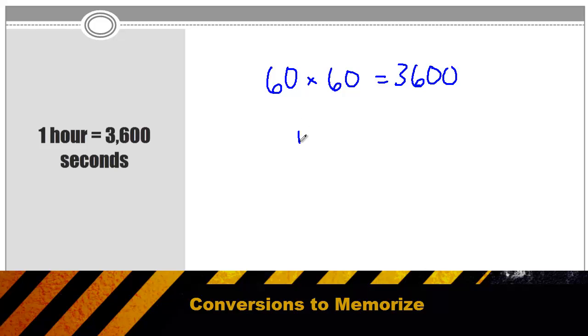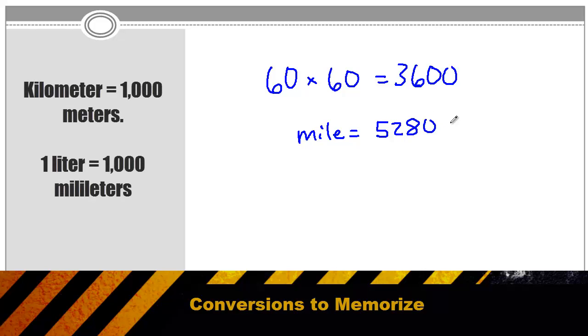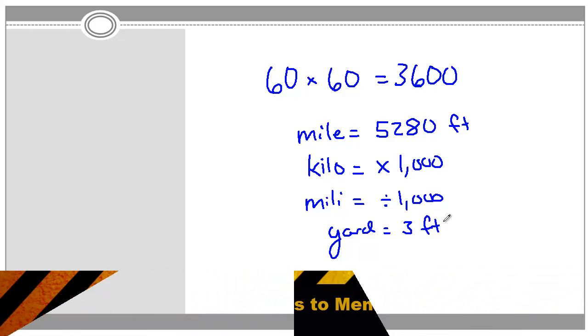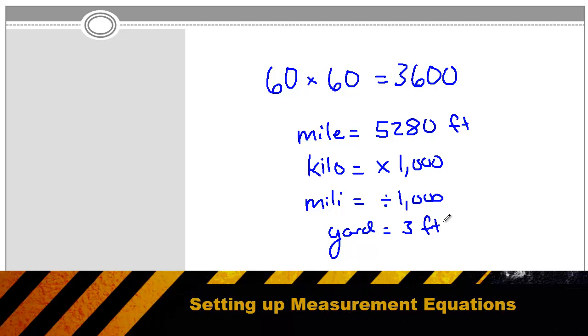Also, you may need to know that in 1 mile, there are 5,280 feet. You should also know that the prefix kilo, such as in kilogram or kilometer, means to multiply by 1,000. Likewise, the prefix milli, such as in milligram or milliliter, means to divide by 1,000. Lastly, there are 12 inches in a foot, and 1 yard is equal to 3 feet. But anything beyond these basic conversions will be supplied to you in the question.